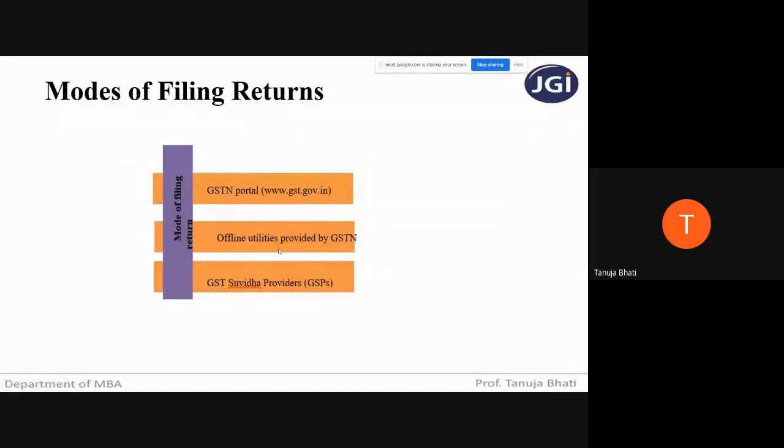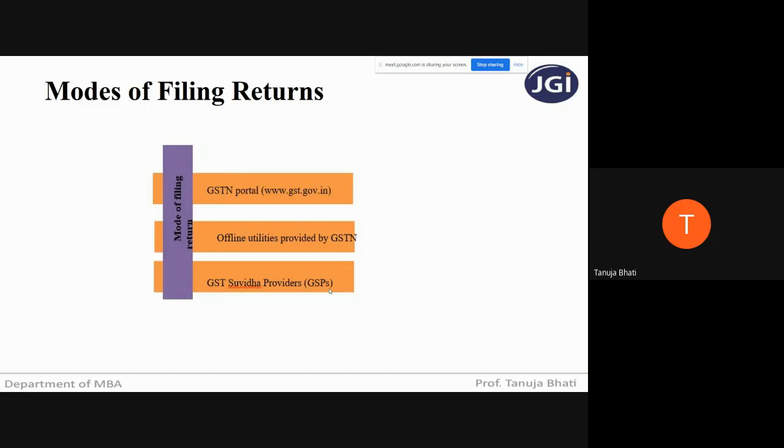This is one more method by which you can file your returns. The next method is by taking the help of GST Suvidha providers. They are also called GSPs. Now, who are GST Suvidha providers, students? They are authorized, meaning they have got a license from the GSTN. They are authorized intermediaries. Now, they are intermediaries between the business and the GSTN.